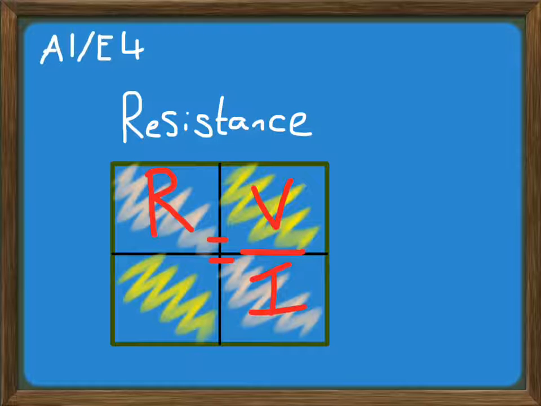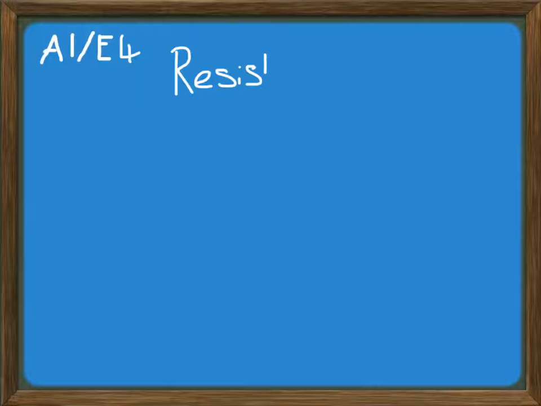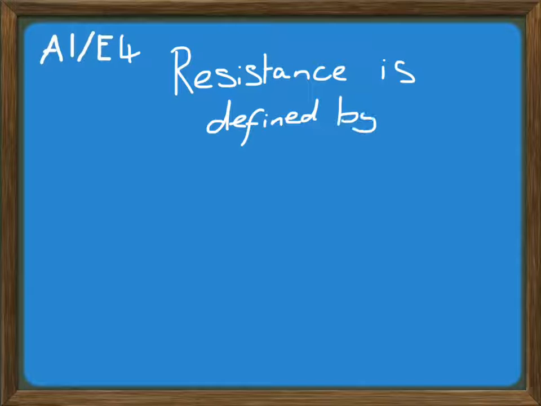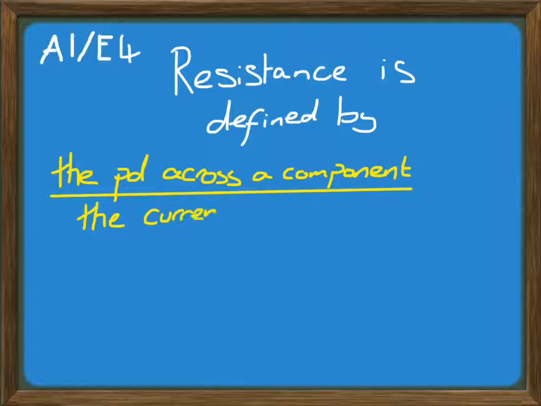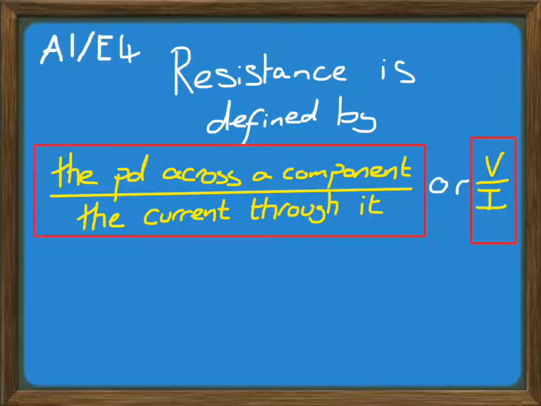Resistance. For use with AS physics, R is equal to V over I. That means the resistance of a component is equal to the voltage across it divided by the current through it. And here we have that actually written again. Defined as the potential difference across a component divided by the current through the component, or V over I. So that is resistance.